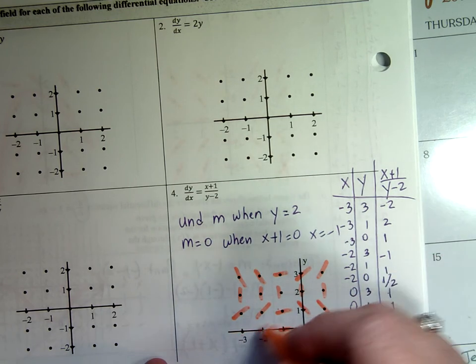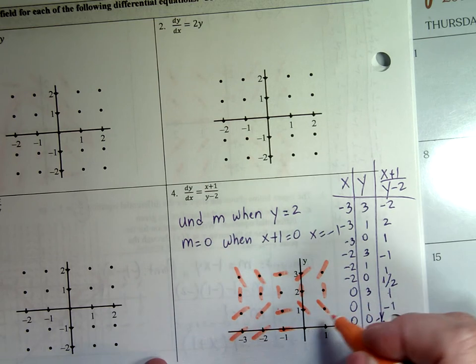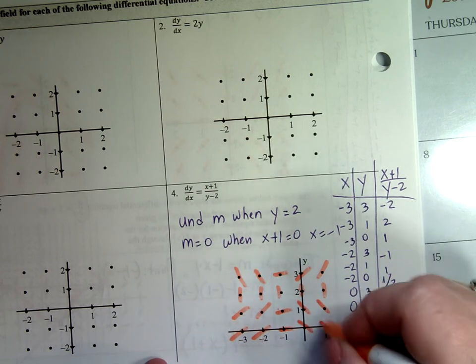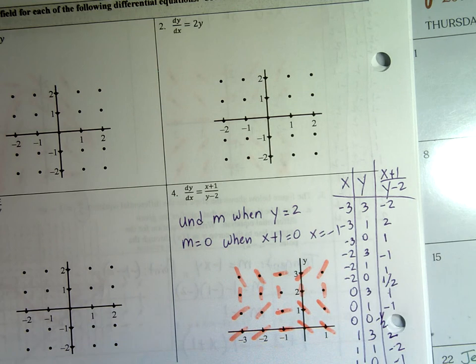Here we go. And that's what my slope field looks like, based off of my estimations. Kind of a quick version, but you get the idea. And again, they're estimations. They don't have to be perfect. All right, let's pick another one.